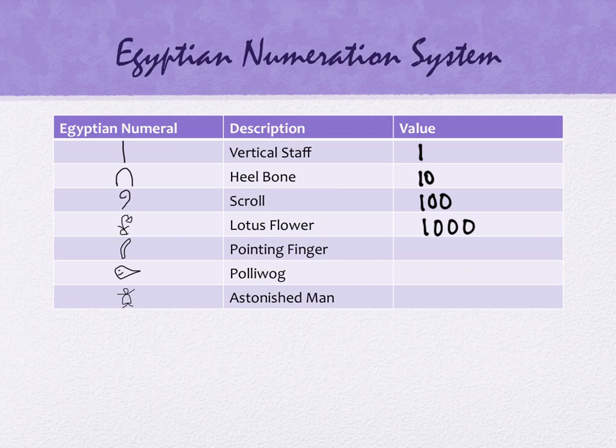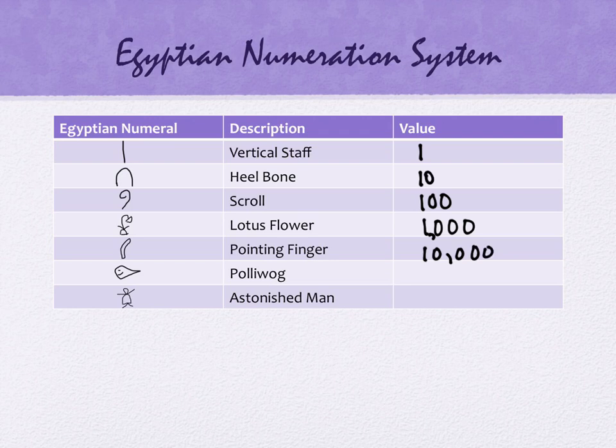To be honest, the one that I draw the poorest is the pointing finger. So it's supposed to be looking like this, right? Like the finger's going kind of like this. It's pointing at something kind of awkwardly. What do you think the pointing finger is worth? Yep, it's worth 10,000.